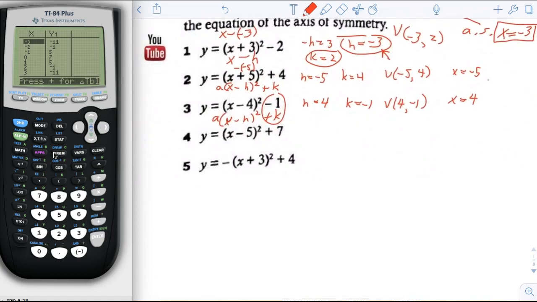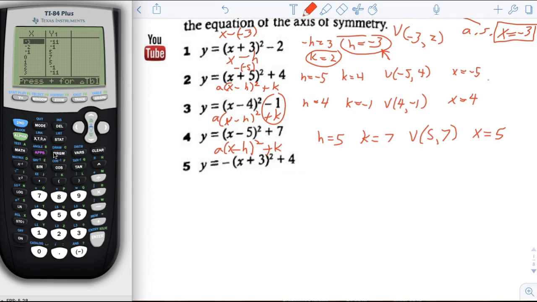Two more. So on the next one, if we match this one up with the vertex form, we can see that the h value here is 5. So h is positive 5, and the k value is 7. So the vertex is going to be 5, 7, and the axis of symmetry is going to be x equals 5.